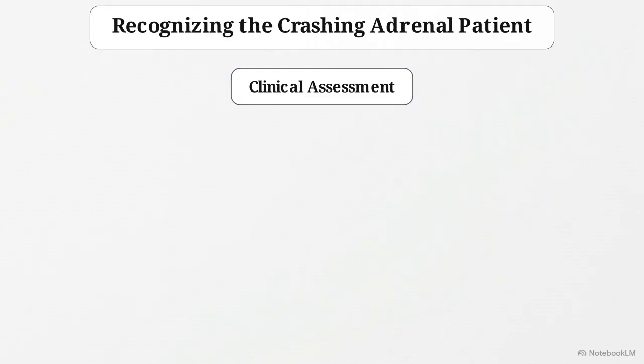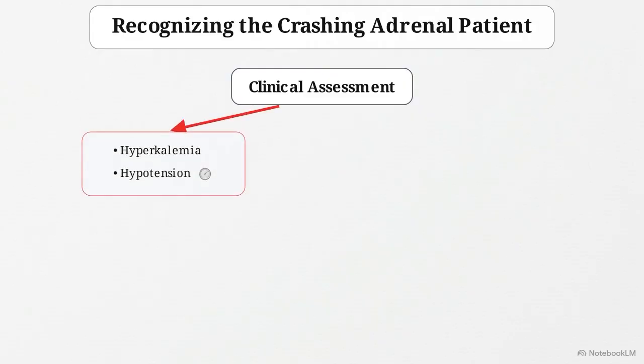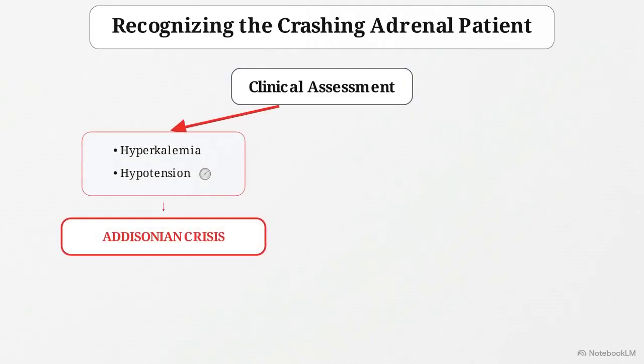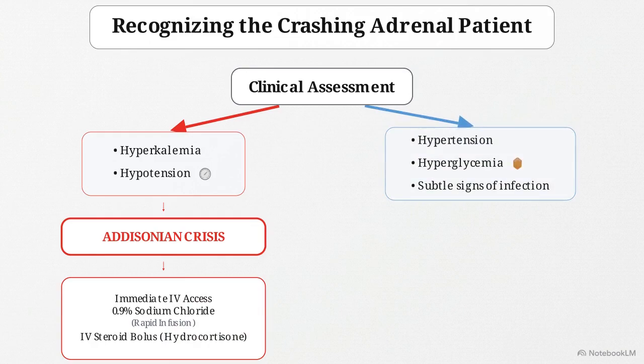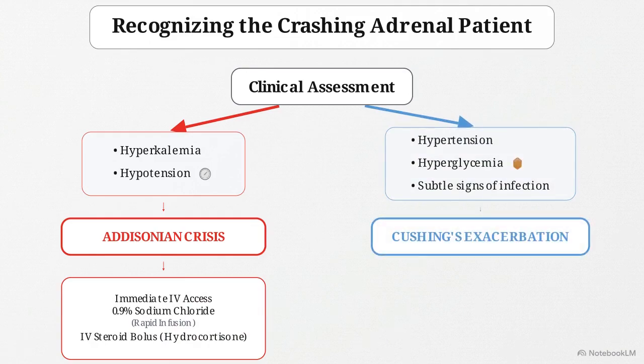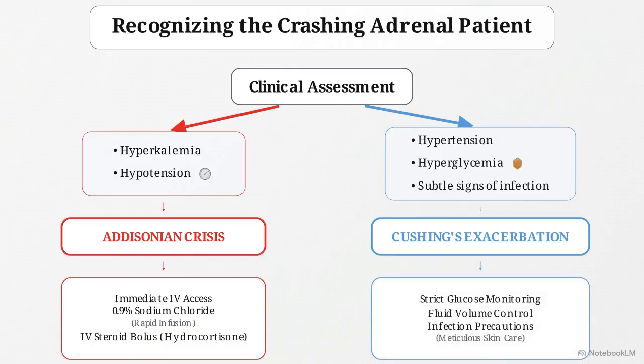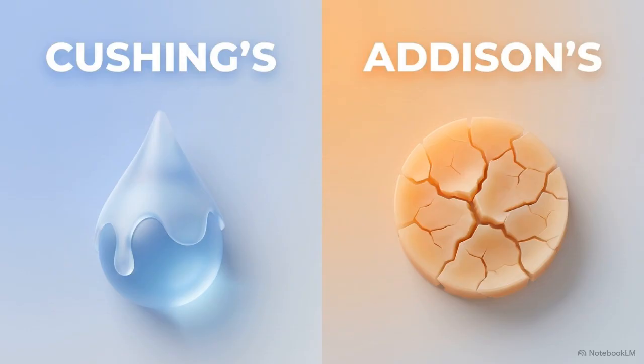You can apply this seesaw concept directly to tricky prioritization scenarios. If a patient presents with hyperkalemia and hypotension, they're in an Addisonian crisis. The answer is always immediate IV fluids and steroids. If you see hypertension, hyperglycemia, and subtle signs of infection, the threat is a Cushing's exacerbation, requiring strict glucose and fluid control. Remember, Cushing's threats are slow and wet, chronic fluid overload, and silent infections. Addison's threats are fast and dry, rapid hypovolemic shock.